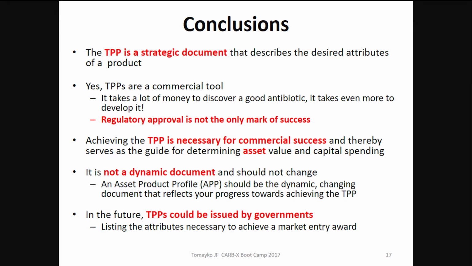So in conclusion, TPPs are strategic documents that describe the desired attributes of a product. Yes, they're a commercial tool. Achieving the TPP is necessary for commercial success and thereby serves as the guide for determining asset value and capital spending. It's not a dynamic document and should not change. And in the future, TPPs could be issued by governments.